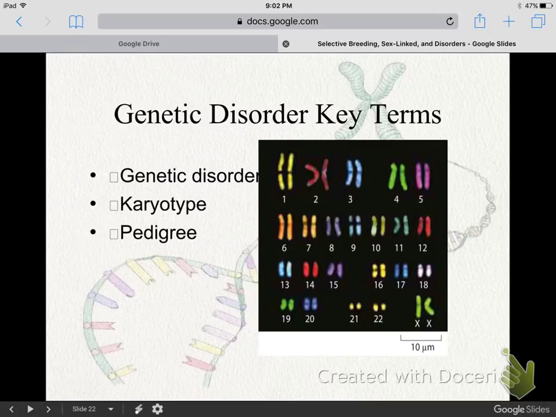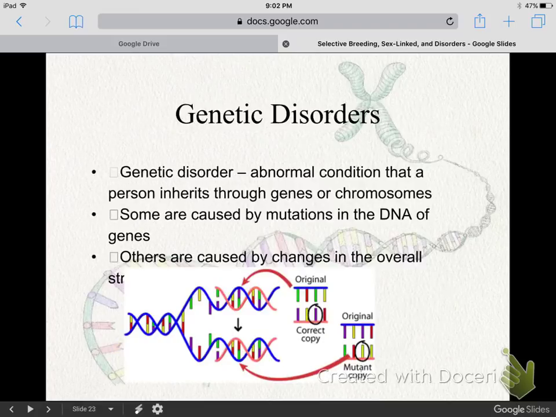So the next section I'm going to jump into really quick covers genetic disorders, the karyotypes, and pedigrees. You can see in this cool picture right here, it shows you all of the pairs of chromosomes, 1 through 22, and then it has the X and the Y chromosome for the 23rd pair. Alright, so a genetic disorder is defined as an abnormal condition that you inherit through genes or chromosomes, okay?